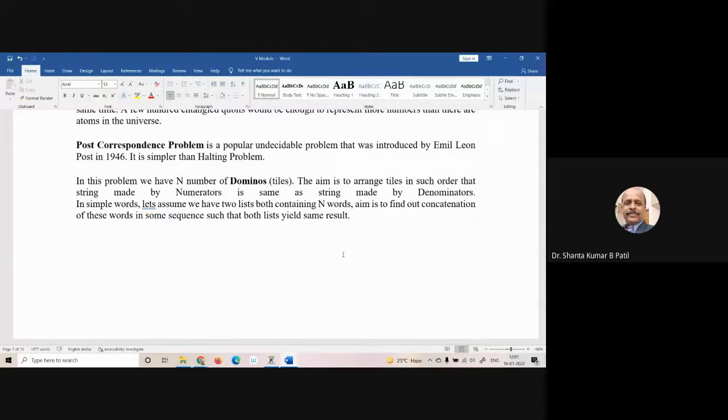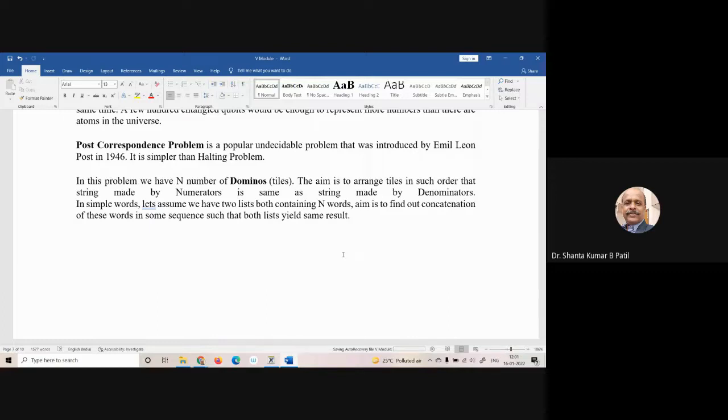If he has given some qubits or some binary bits, you need to organize them in order to produce the numerator and denominator equal, but it is not so complex. It is not a decidable one, I can say. It is an undecidable one, but somewhere you can solve it beyond infinite time. I cannot say the post correspondence problem cannot be solved. It can be solved, but we cannot solve it in finite time. Such a problem we call an undecidable problem.